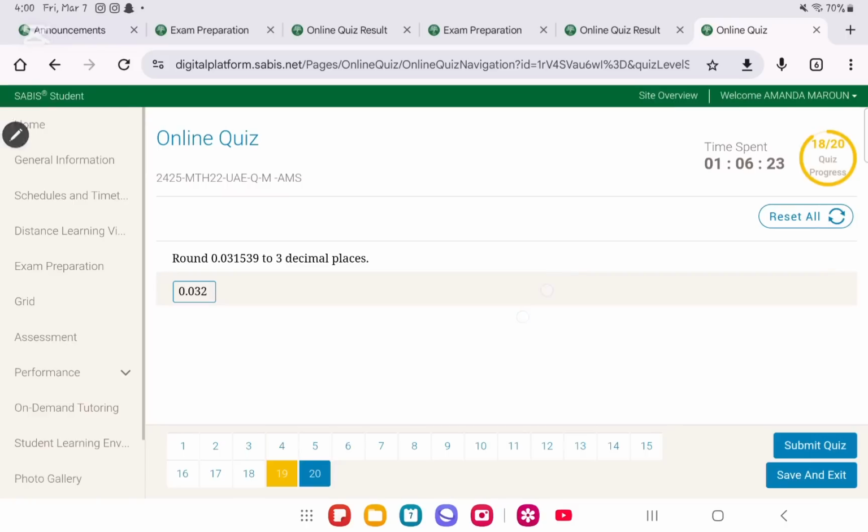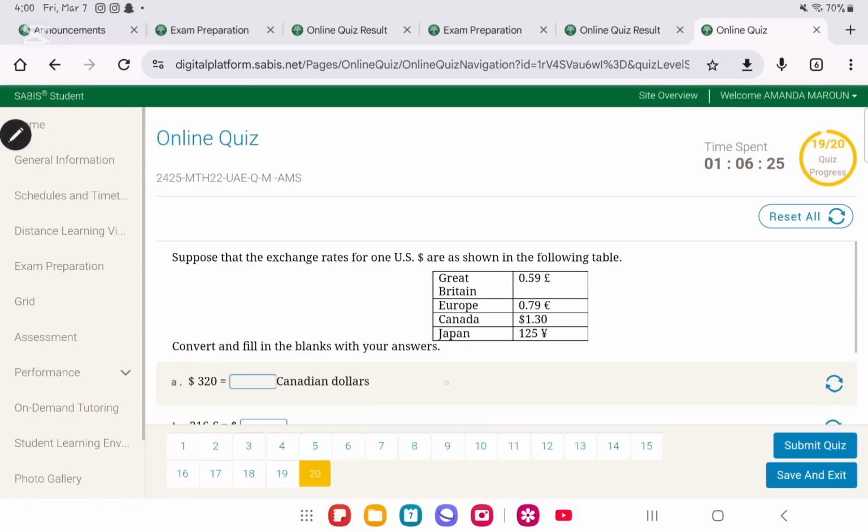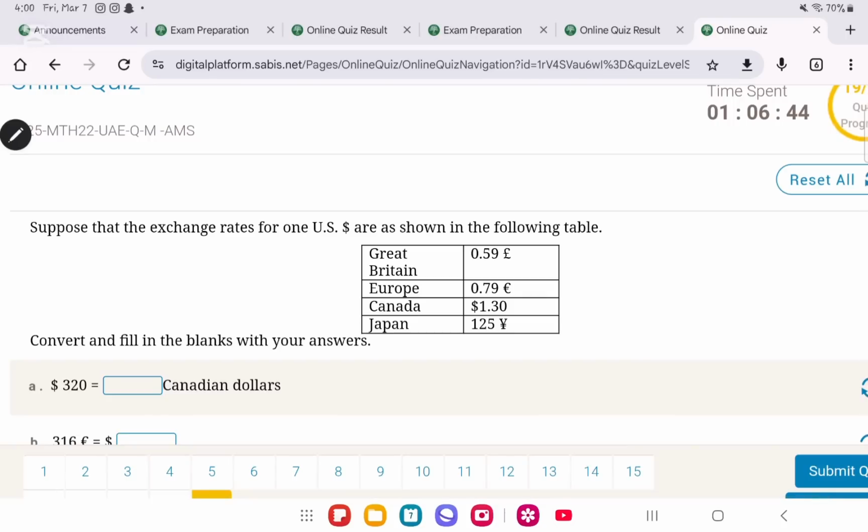0.032. These are very easy questions, okay? They're very easy, simple marks. Suppose that the exchange rates for $1 are as shown in the following table. Convert and fill in the blanks with your answers.